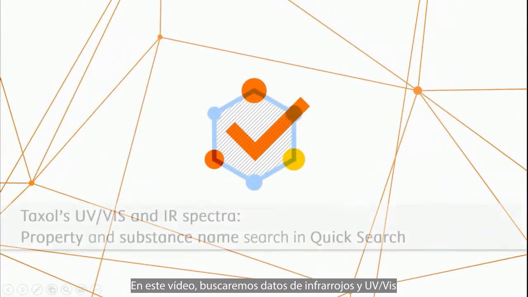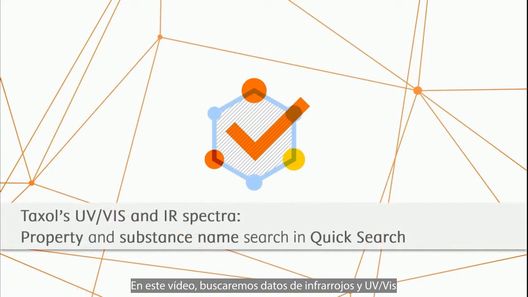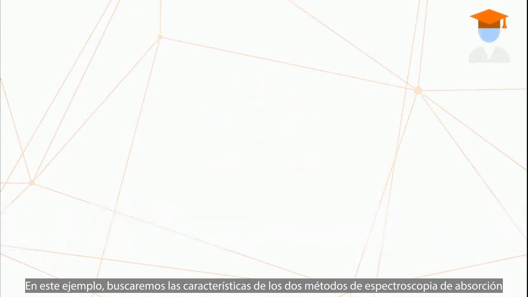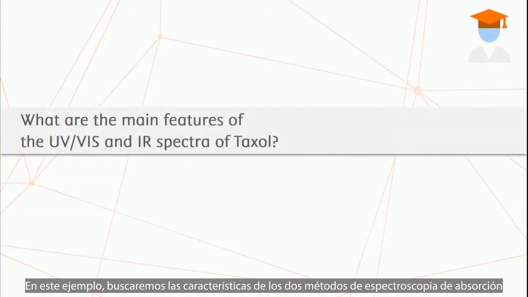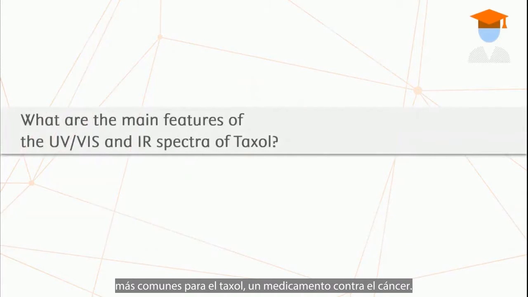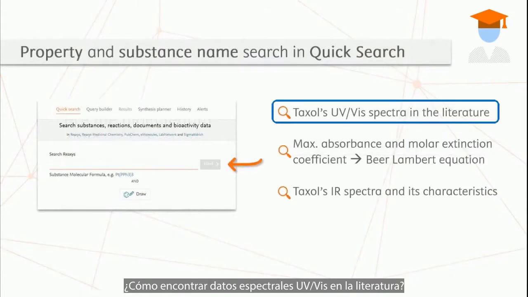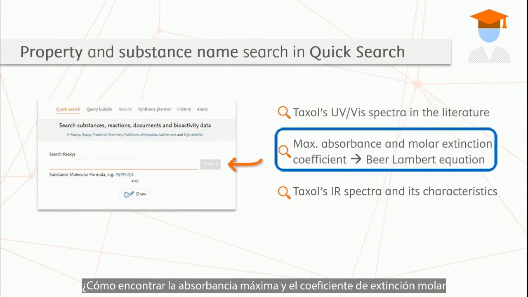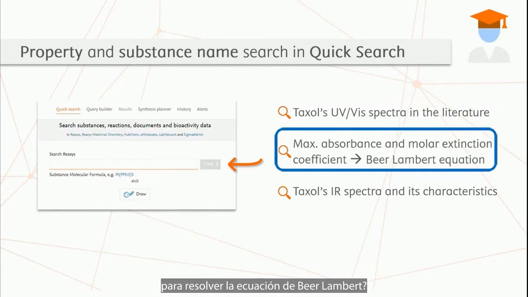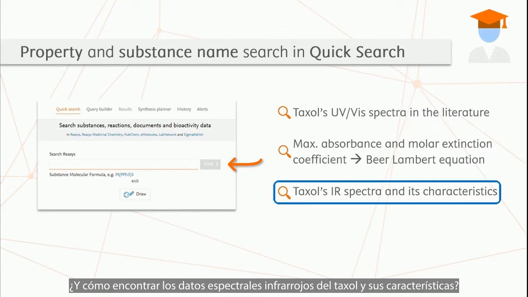In this video, we are going to look for UV visible and infrared data for a given substance in Reaxys. In this example, we will be looking for features of the two most common absorption spectroscopy methods for taxol, a cancer drug: how to find a UV vis spectra in the literature, how to find maximum absorbance and molar extinction coefficient to solve the Beer-Lambert equation, and how to find taxol's infrared spectra and its characteristics.